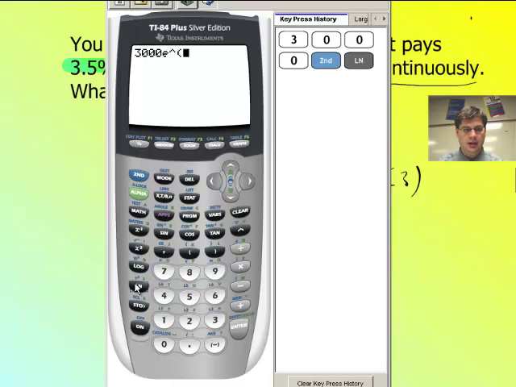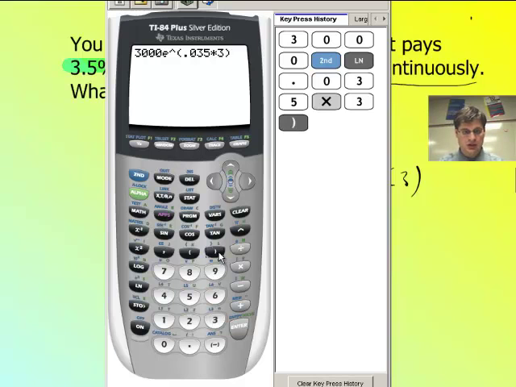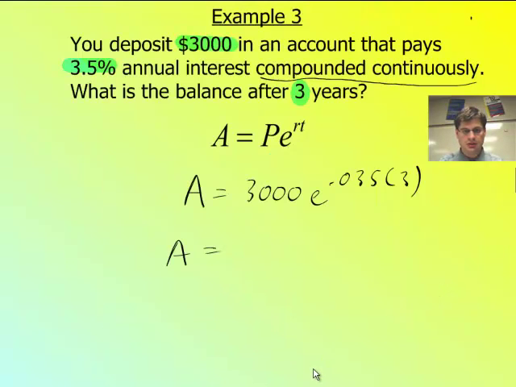So I'll press second ln. So to the power of, and I'll put 0.035 times 3. And if you have the old operating system, you'll have that in parentheses, so you have to close the parentheses and then press enter. So it's going to be $3,332.13. So I would jot that down. Let's see, which was A is equal to $3,332.13.